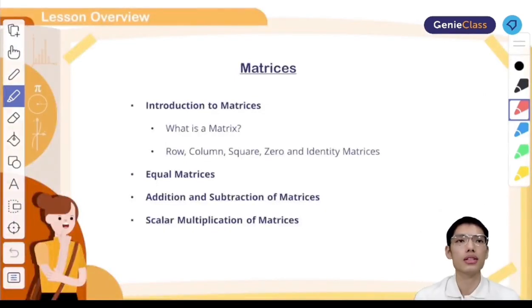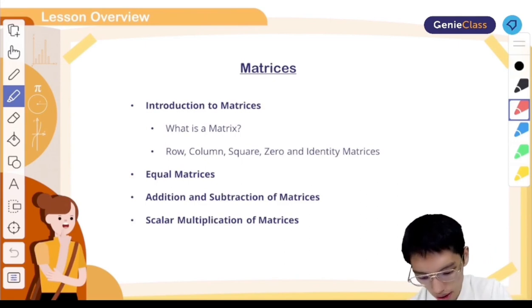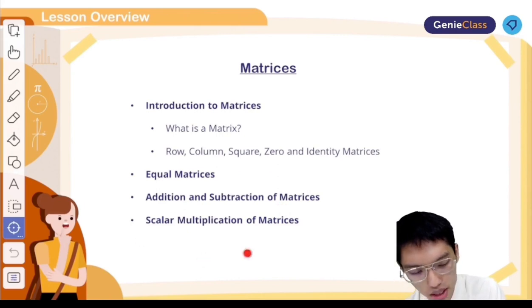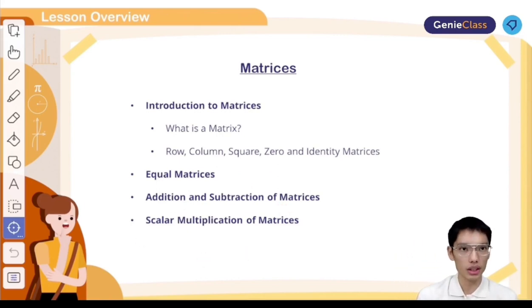So what are matrices? What is a matrix? And the different kinds of matrices we'll see. We are going to face 3 different aspects of what we can do with matrices. What happens when matrices are equal? What happens if we add or subtract them? Or what happens if we do a scalar multiplication? So what do we mean by scalar? We'll look at this soon.